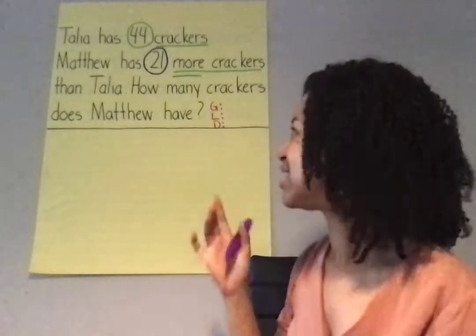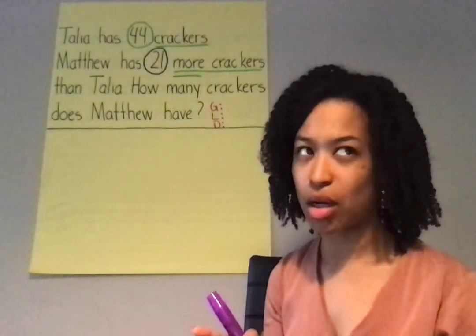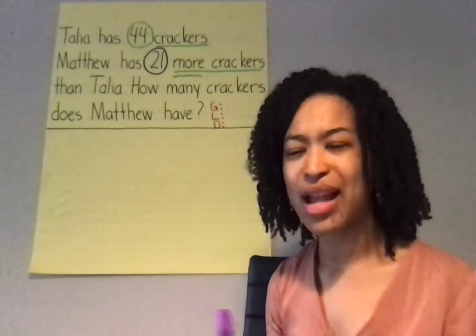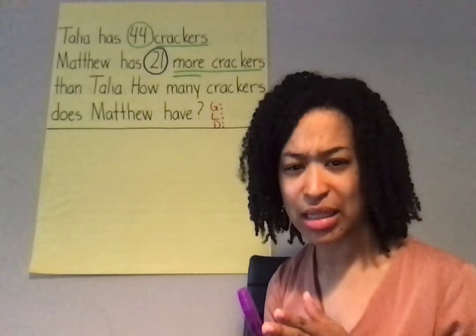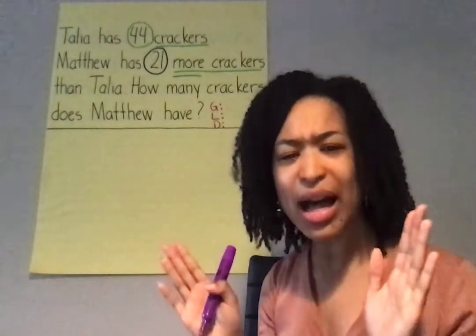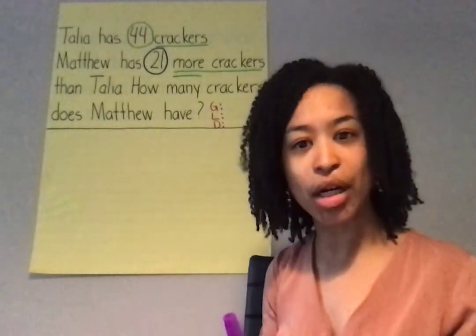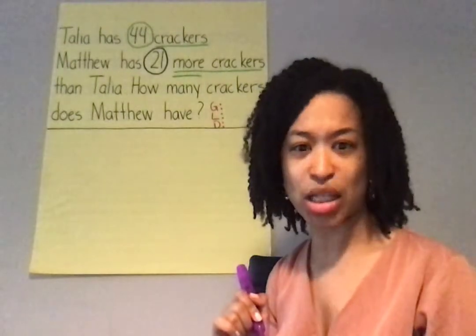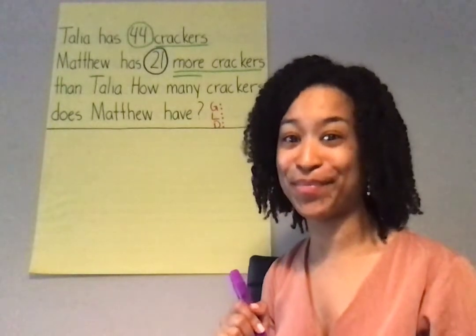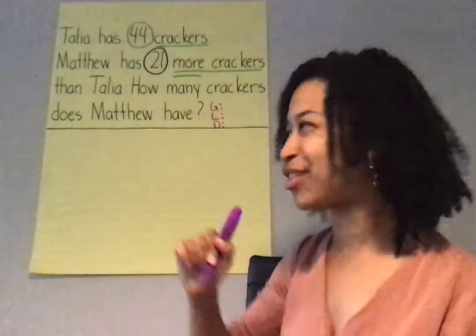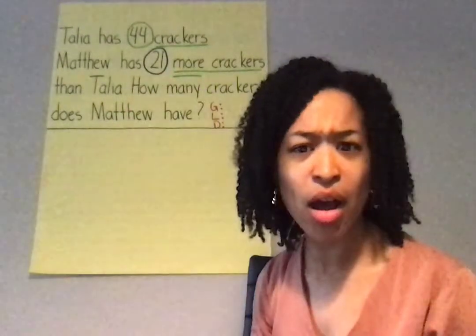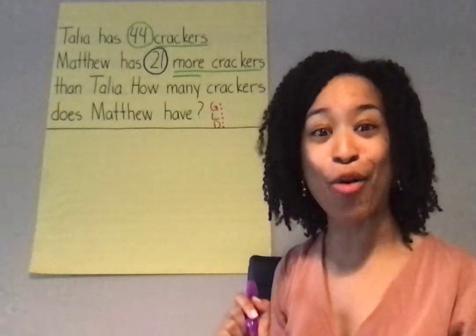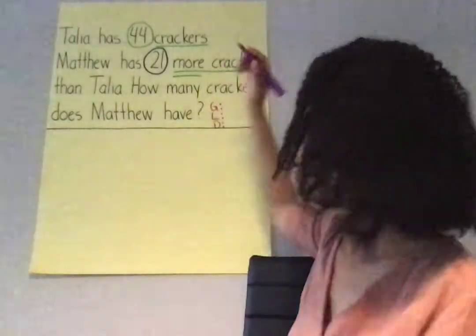Now, it says that Matthew has 21 more. So if Matthew has more than Talia, then that means that Talia has less. That means that Talia has the smaller number. If Talia has the smaller number, who has the larger amount? Matthew. Let's write Matthew's amount. Wait a second. That's what we need to solve for. We don't know Matthew's amount, so we're going to write a question mark next to the G in our key. Write a question mark.